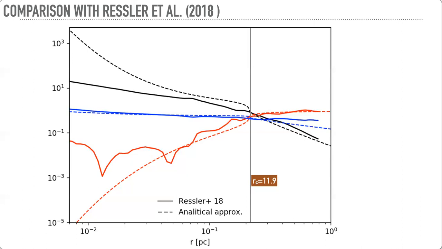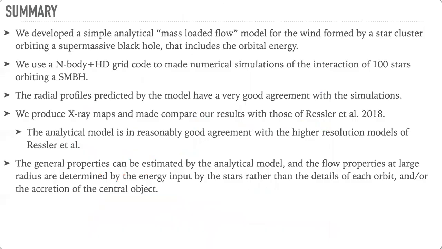which is nice because it means that the structure, or the average radial structure, of this object is basically determined by the input energy rather than the details of the particular orbits or even the accretion of the central black hole.